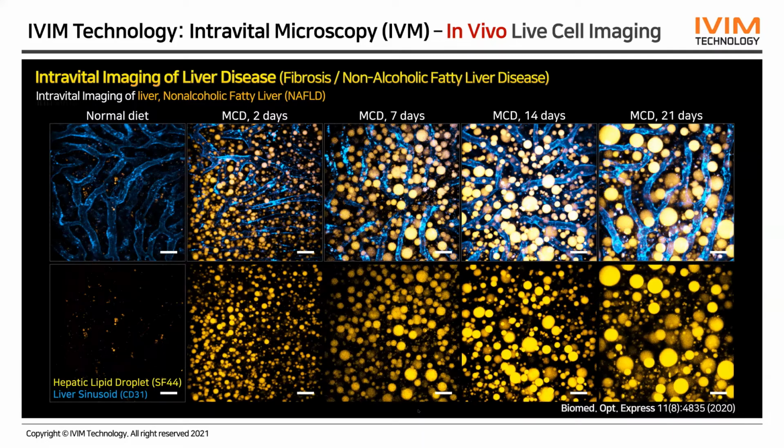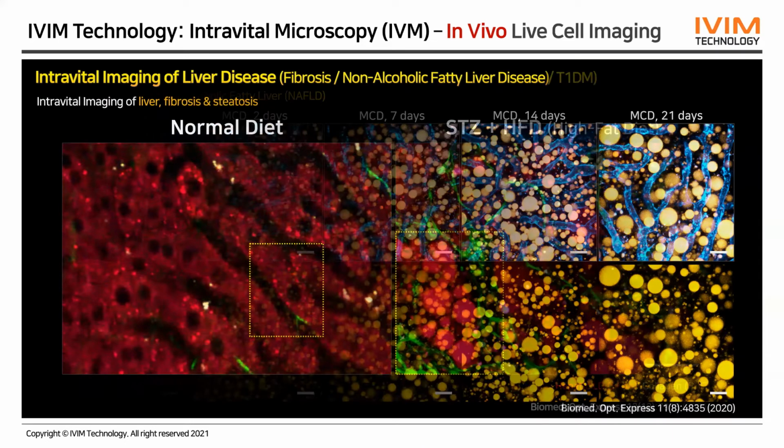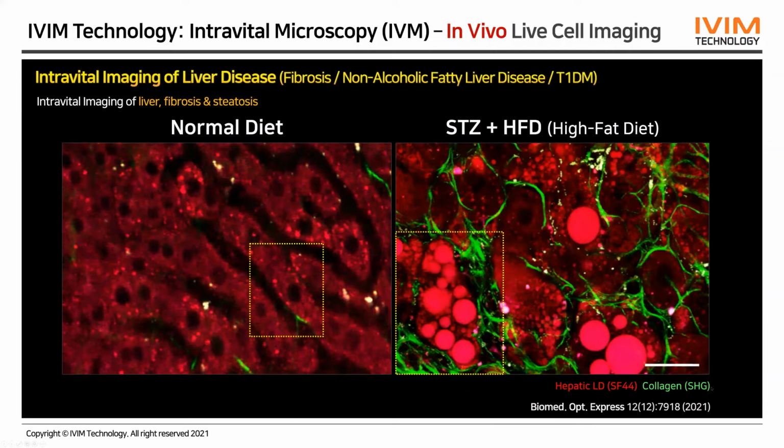And then, in addition, as I explained before, by using the second harmonic generation imaging mode, we can detect the collagen fiber as well in the liver fibrosis model. In this example, we made a high-fat diet model. With the prolonged high-fat diet, the mouse spontaneously developed liver fibrosis. And you can see this green fibrotic collagen in the perisinusoidal area in the liver. At the same time, you can see the formation of large lipid droplets inside the hepatocytes.